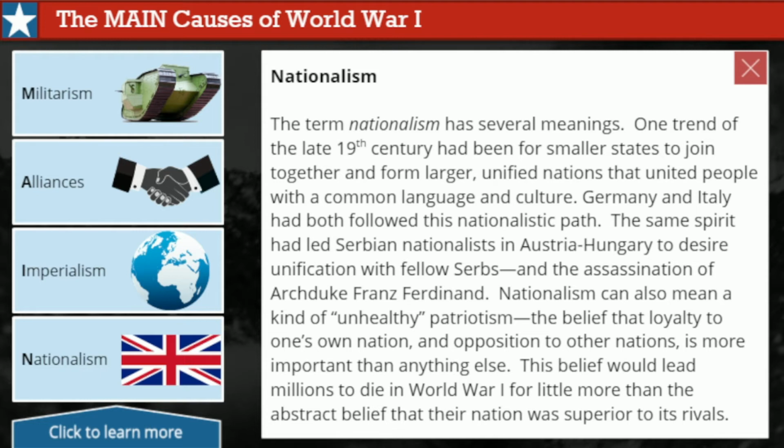Nationalism can also mean a kind of unhealthy patriotism, the belief that loyalty to one's own nation and opposition to other nations is more important than anything else. This belief would lead millions to die in World War I for little more than the abstract belief that their nation was superior to its rivals.